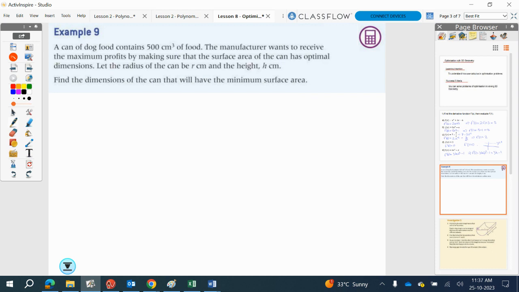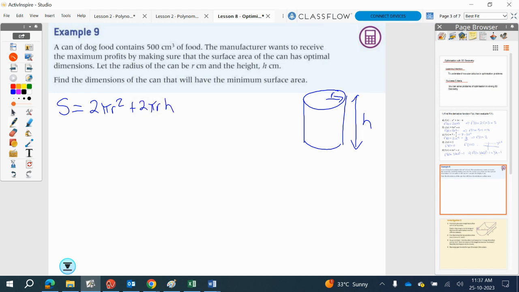So let's start off with a bit of a sketch. A can of dog food is going to look like this. What does it say the radius is? r. What does it say the height is? h. So how do we calculate surface area? Does anyone know the formula? Surface area would be, Mila? 2 pi r squared plus 2 pi r times height.